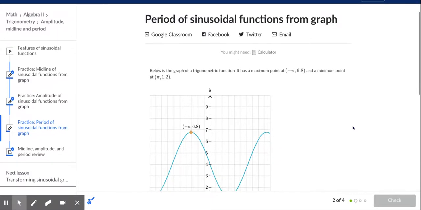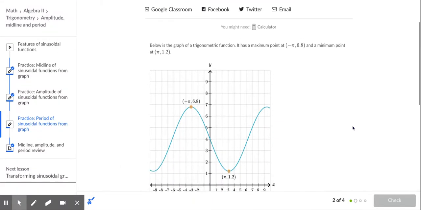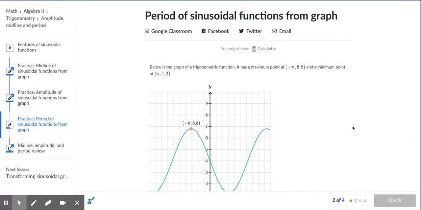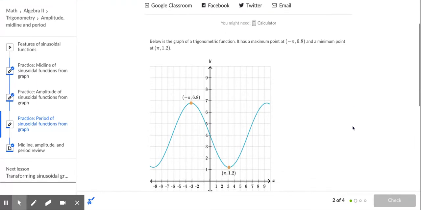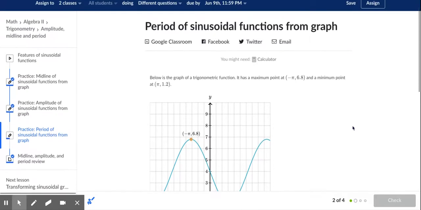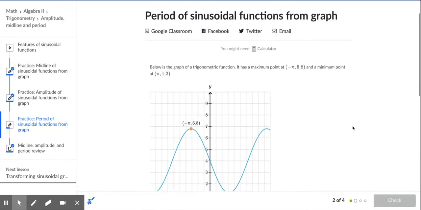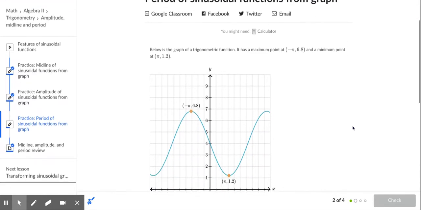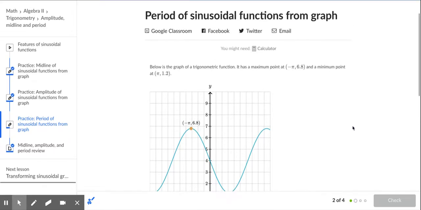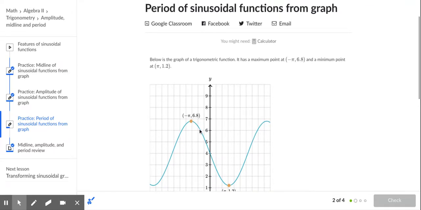Hello everyone! In this video, we're going to be talking about the period of a sinusoidal function from a graph. Just as a quick recap, a sinusoidal function can either be a sine or a cosine function. It's a general term. And a period, if you don't remember from a couple weeks ago, is the maximum to the next maximum or minimum to the next minimum.